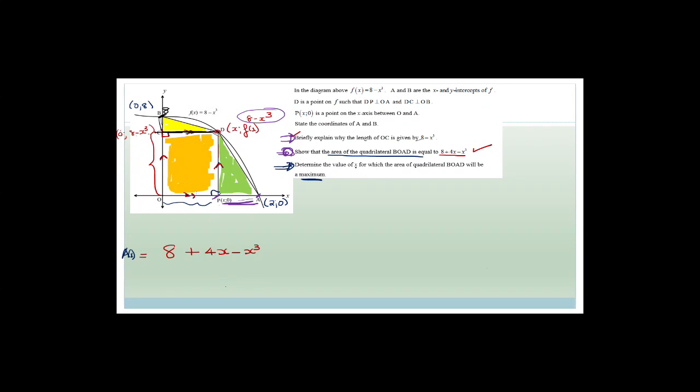Now they want us to determine the value of x for which this will be a maximum. What do we do? We find A dashed of x, we let it equal naught, and we solve for x. That's all we have to do. Every time you say maximum, that's what we're going to do now. So A dashed of x is equal to, 8 goes away because it's a constant, so it's 4 minus 3x squared. Okay, what do we have to do? You say for maximum, let A dashed of x equal 0.